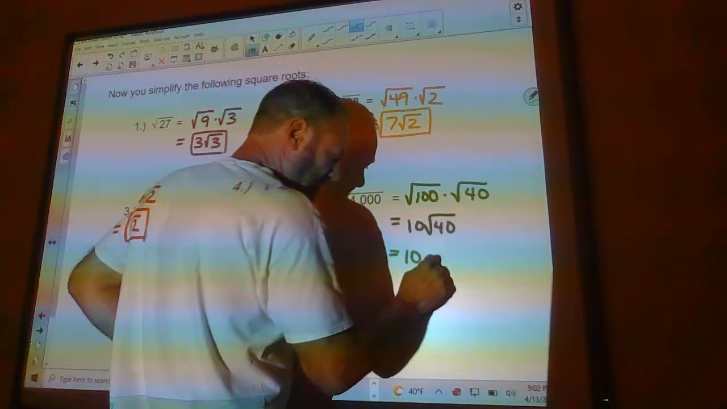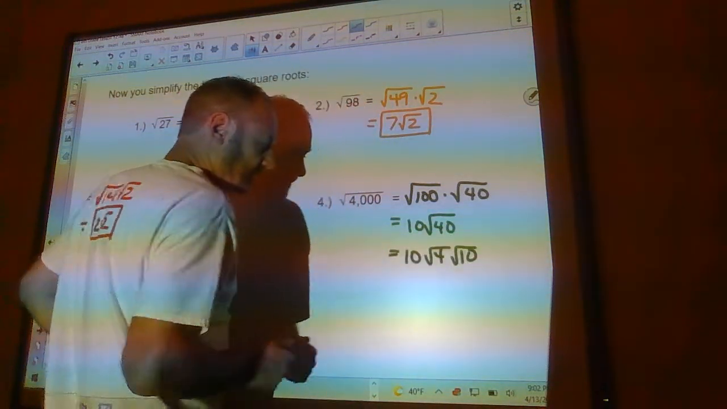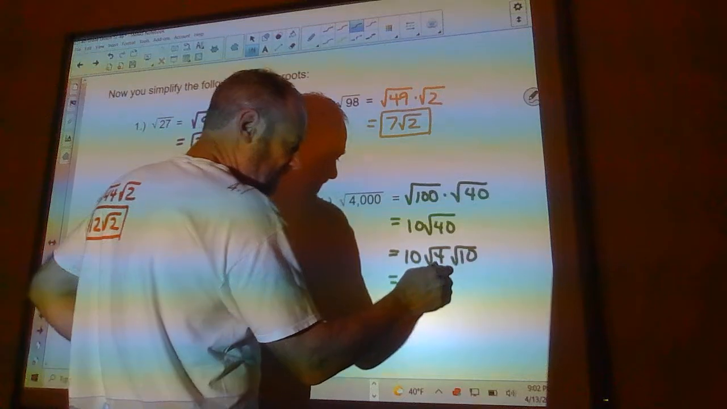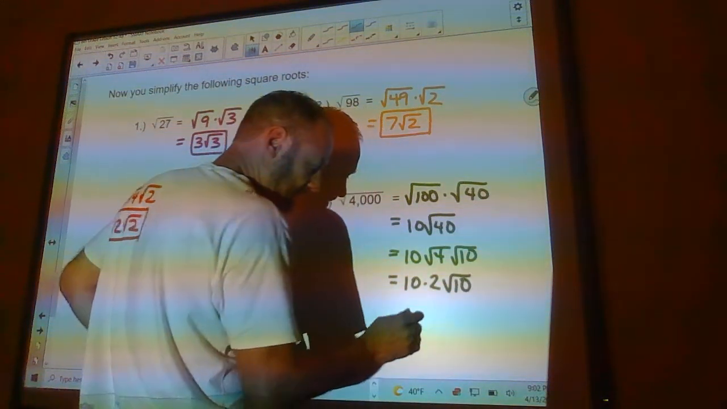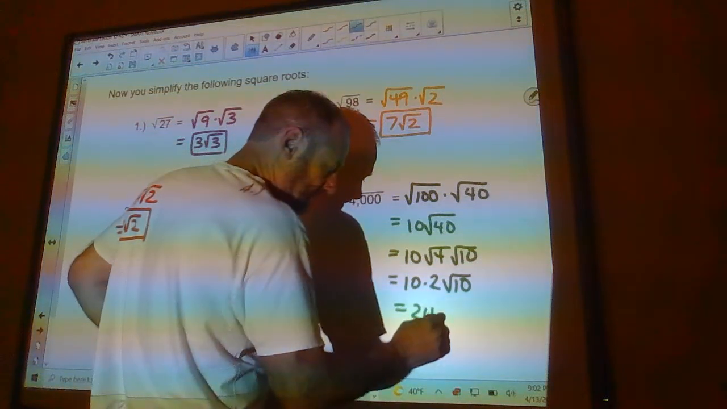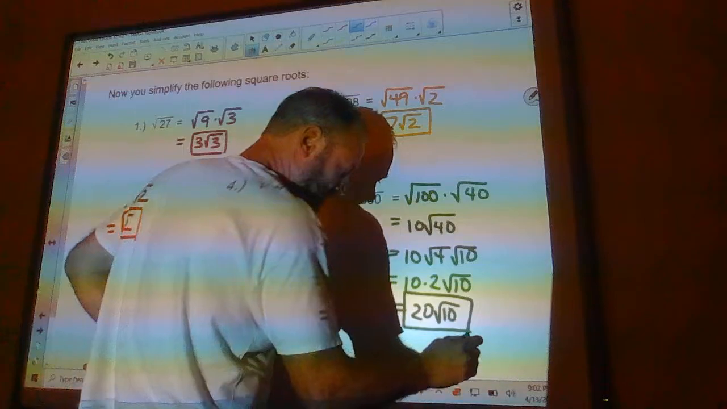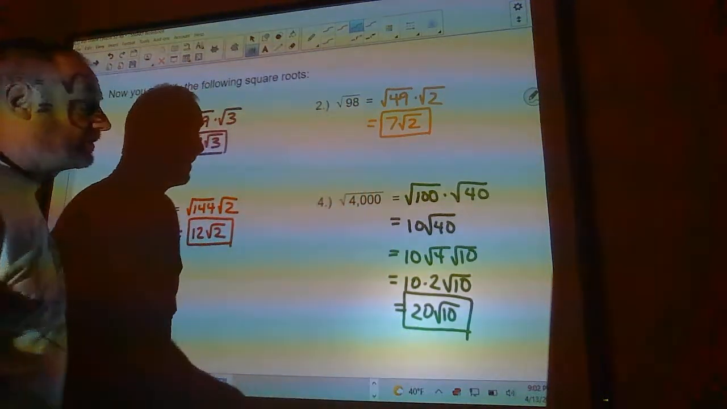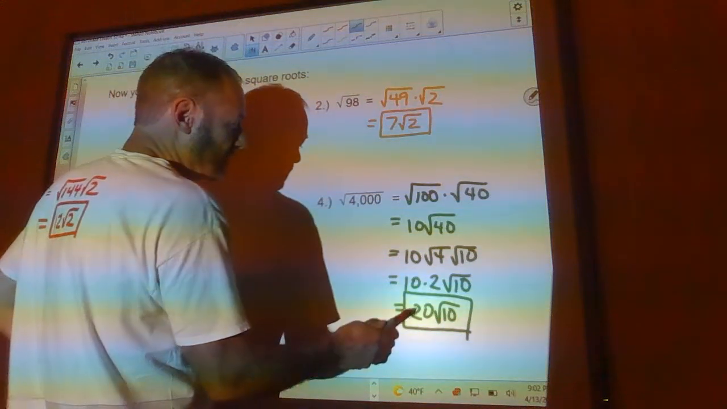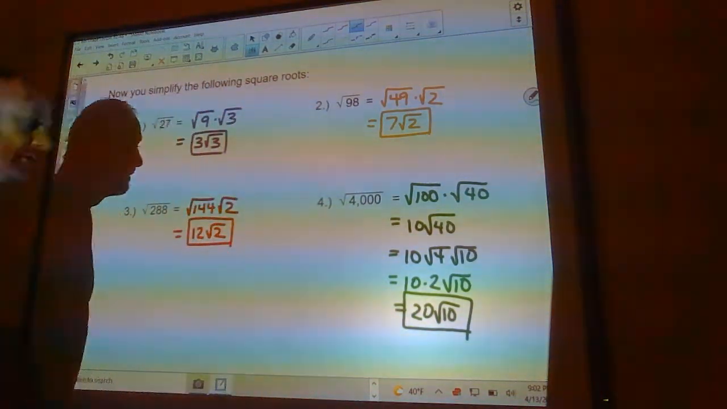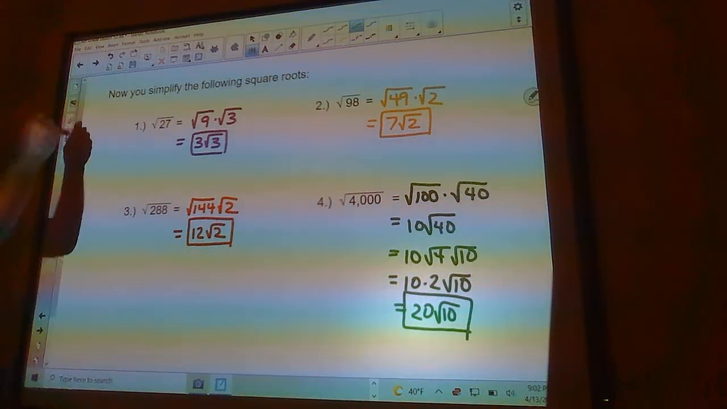So this is 10 times the square root of 4 times the square root of 10, because 4 times 10 is 40. Oh, and then that's 2. So this is 10 times 2 times the square root of 10. And 10 times 2 is 20 square root of 10. That's my answer. Or you might have noticed, I could have done 400. The square root of 400 is 20, and that would have left 10. Okay, so hopefully you got all 4 of those correct.